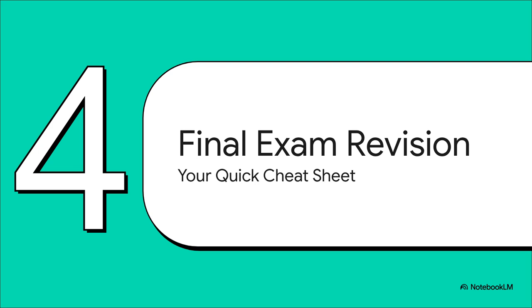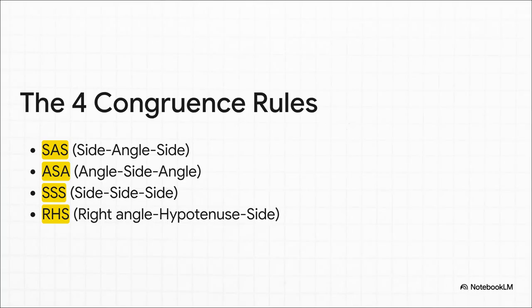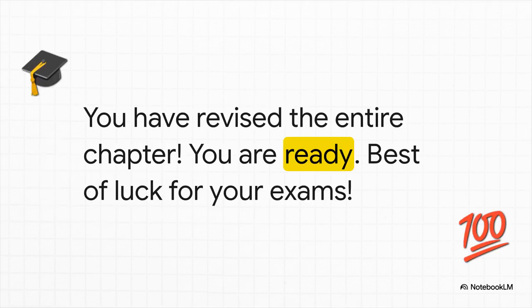Now, let's just do a super quick final revision of everything. Think of this as your last-minute cheat sheet for the exam. All right, here it is, your final cheat sheet. Just remember the 4 magic rules. We have SAS, side angle side with the angle squished in between. We have ASA, angle side angle with the side squished in between. Then there's SSS, the easy one, just match all 3 sides. And finally, RHS, your special tool just for right angle triangles. You got this. And just like that, you have revised the entire chapter.